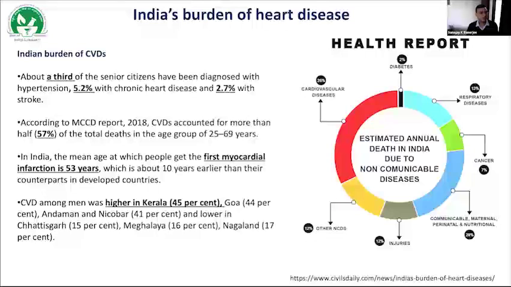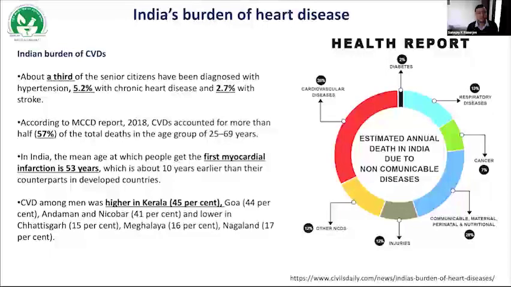In India, the mean age of having the first myocardial infarction is 53, which is almost 10 years earlier than in developed countries. Similarly, if you look state-wise, Kerala is ahead. They have a larger number of cardiovascular patients and deaths, followed by Goa and Andaman Nicobar. But the states in India with the lowest events are Chhattisgarh, Meghalaya and Nagaland.